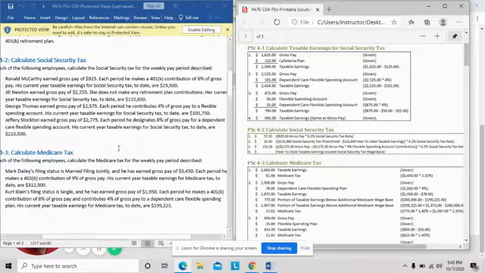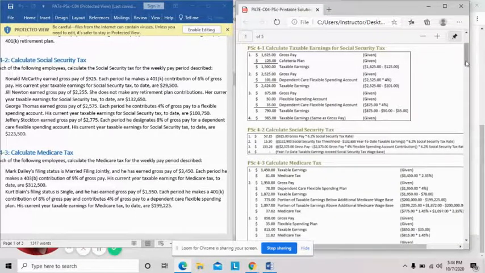And for number 4, if you notice it says here, Jeffrey Stockton earned a gross pay of $2,775. Each period he designates 8% of gross pay for a dependent care flexible spending account. His current year taxable earnings for Social Security tax to date is $223,500. As you see here, the year-to-date taxable earnings exceed the Social Security tax wage base. So there's no amount listed.